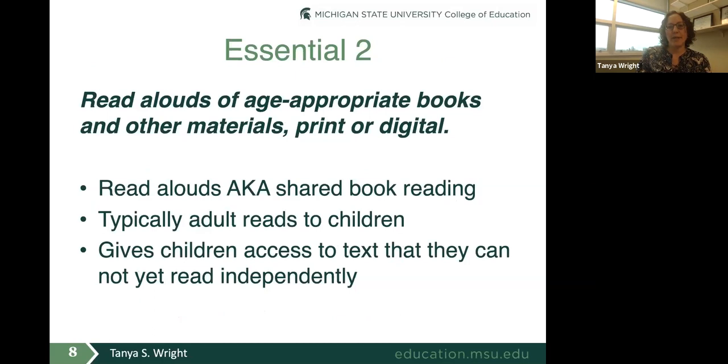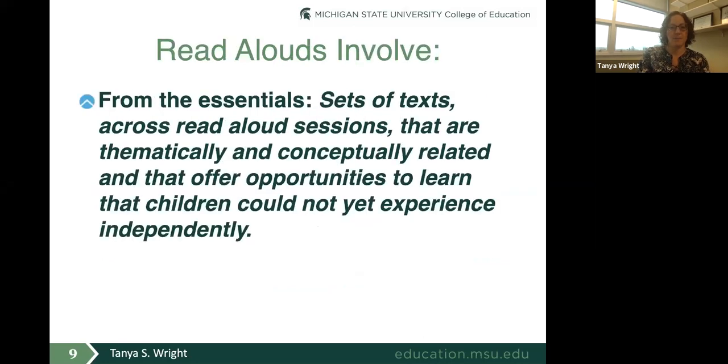Okay, so I'm going to talk through some of the text, not all of it today. We just won't get to all of it. Usually when I get to all of it, it takes 4 hours. So I'm going to talk about some of the text from Essential 2. And Essential 2 says, read alouds of age-appropriate books and other materials, print or digital. So again, the teacher is typically reading aloud to the students, and the ultimate goal is to give children access to texts that they're not yet able to read independently, and the learning that that text can provide.